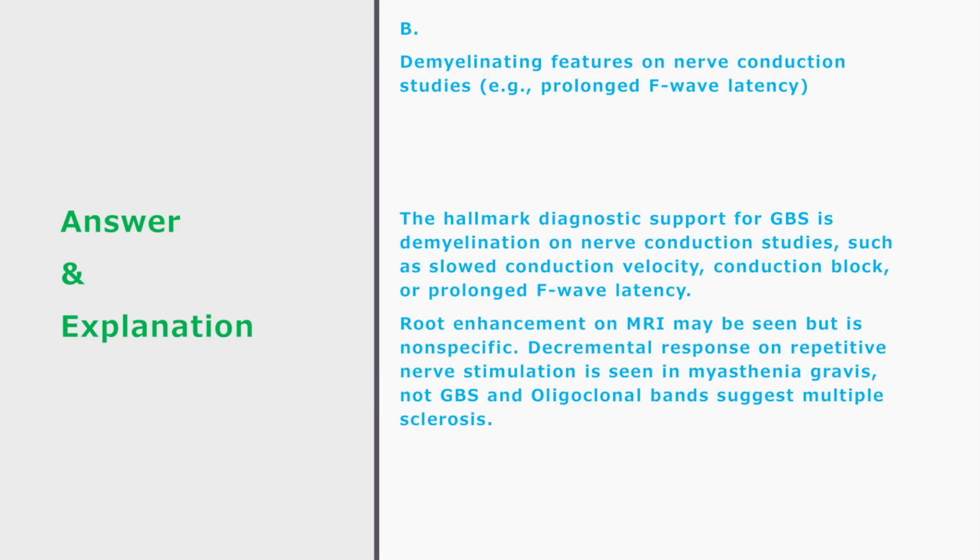The hallmark diagnostic support for GBS is demyelination on nerve conduction studies, such as slowed conduction velocity, conduction block, or prolonged F-wave latency. Root enhancement on MRI may be seen but is nonspecific. Decremental response on repetitive nerve stimulation is seen in myasthenia gravis, not GBS, and oligoclonal bands suggest multiple sclerosis.